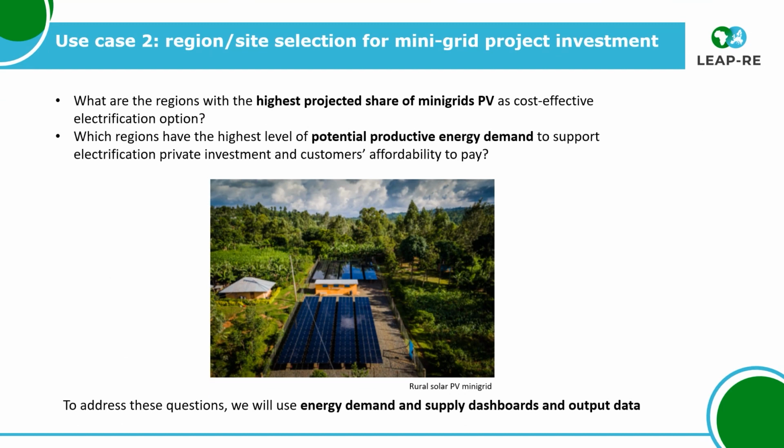So to answer these questions, we will specifically inquire into which are the regions with the highest projected share of mini-grid PV as a cost-effective electrification option, as well as which regions seem to have the highest level of potential productive energy demand to support the electrification private investments and customers' affordability to pay, as productive demand is a crucial component of the economic feasibility of electrification expansion, in particular in remote decentralized communities. Here, for instance, in the picture, you can see the example of a beautiful rural solar PV mini-grid.